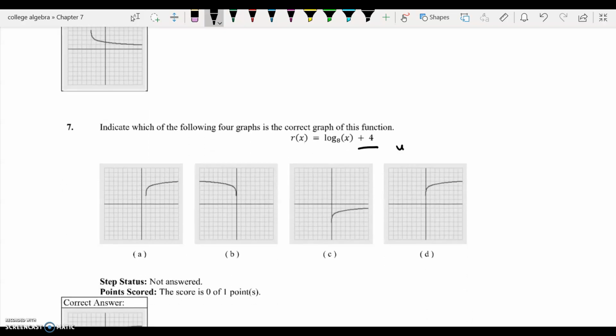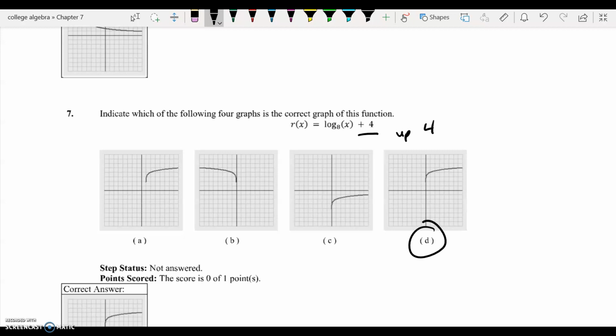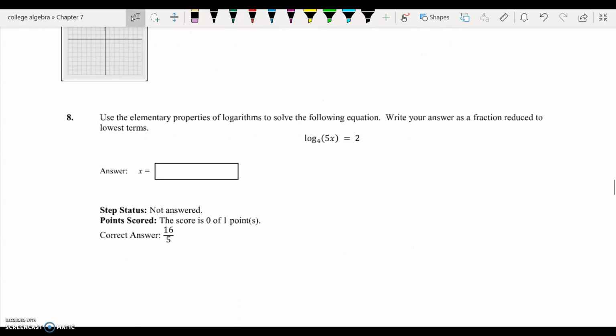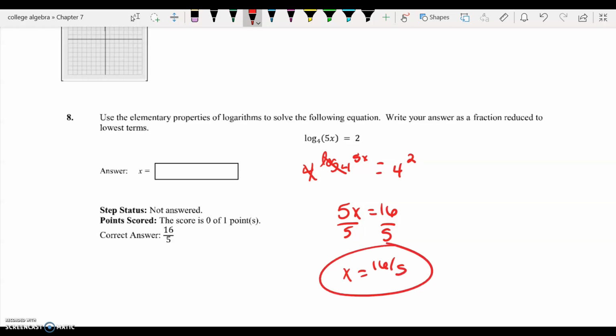Transformations again, this one's just up 4. Right, which one looks like they moved it up 4? The answer is D. Okay, remember the parent graph looks like this, so you're basing it off of that. You should be able to solve those log functions pretty easily. This one we already did, right? Those cancel. I get 5x equals 16 divided by 5. X equals 16 over 5, which is the answer over there.